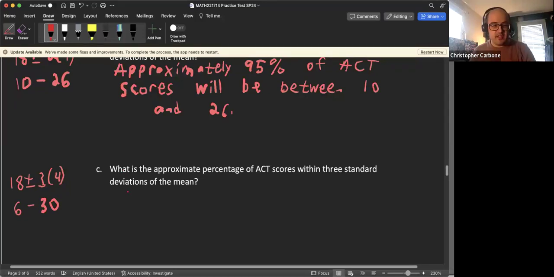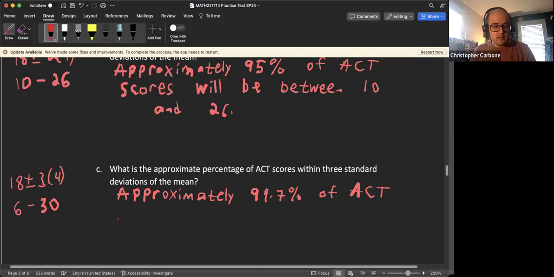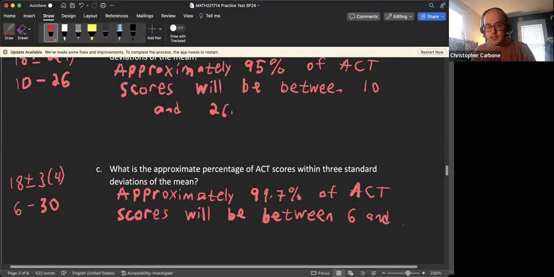So for the 3 standard deviations, this would be approximately 99.7% of ACT scores will be between, this would be 6 and 30.